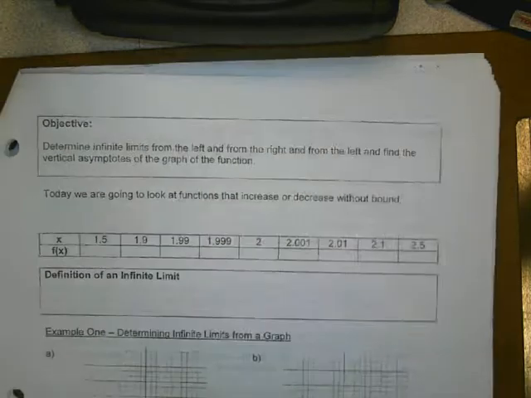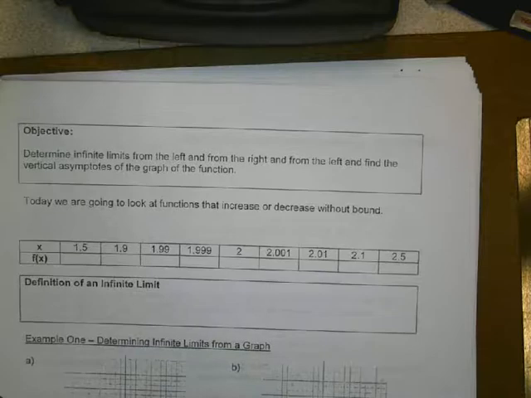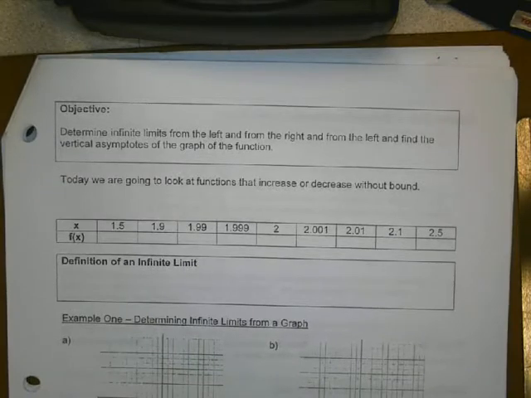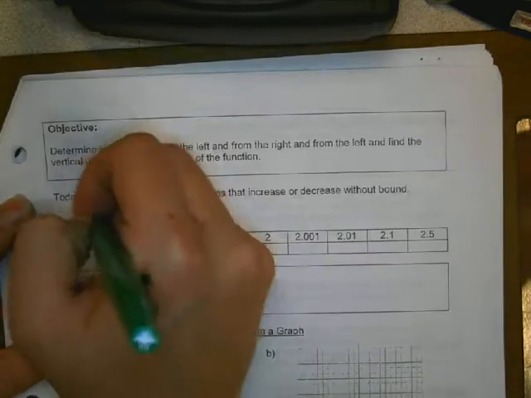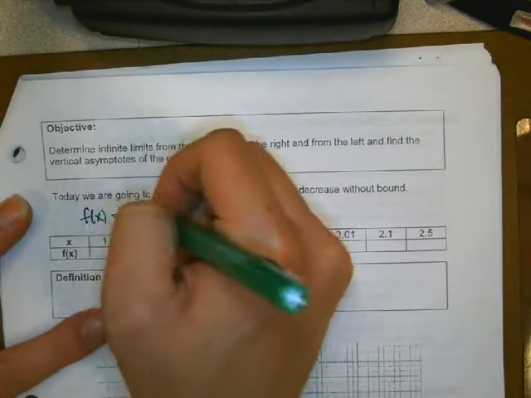So this section is on determining infinite limits from left and right. We've already looked at some situations where this occurs, like where they've come up in homework questions, but we're going to dive in a little bit more. So we're going to start with looking at the function f of x equals 3 over x minus 2.